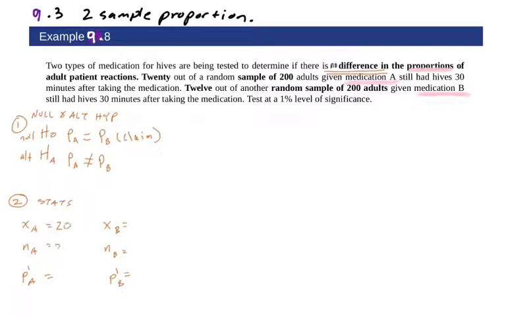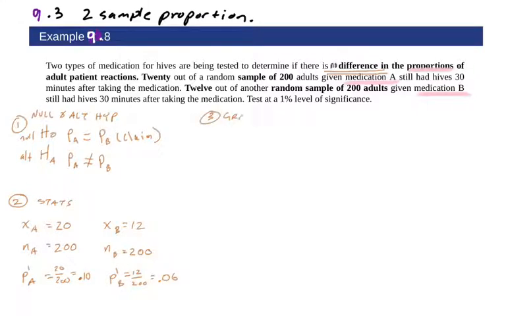And so let's see. They're telling us how many we have. So 20 out of 200. And so that's given to us right here. And to get that proportion, we're just going to divide there. And then we're going to have 12 out of the 200 there. And the samples don't necessarily need to be the same size. This time around they are, but that's not always the case there. Okay, so we have these.